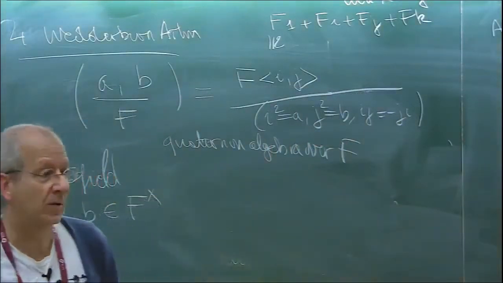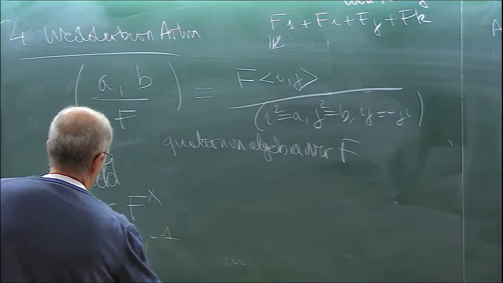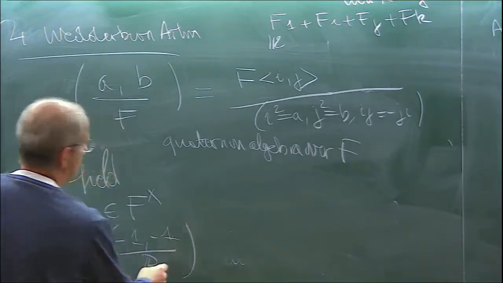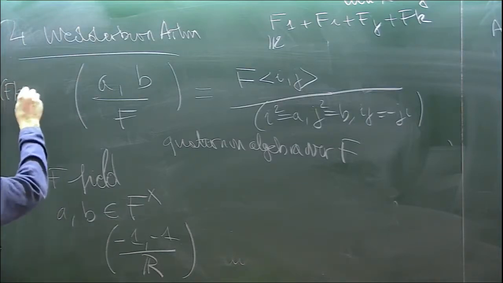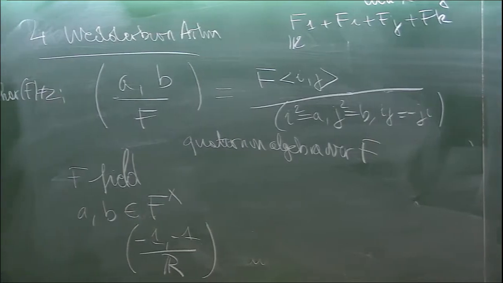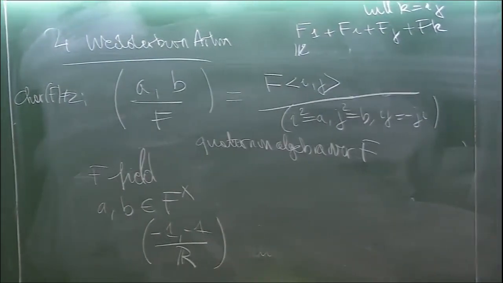You know the classical quaternion algebra with the reals, this one you know. By the way, I work in characteristic not 2, because I want -1 not to be equal to 1. Otherwise, it's even commutative and funny. Okay. So this is a division ring.